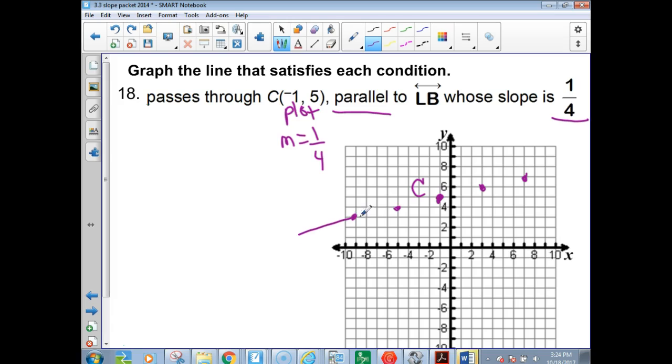All right, this is the line they're referring to. Somewhere there was a line AB who happened to be parallel to it. That's all. This hint here is just telling you what slope to use.